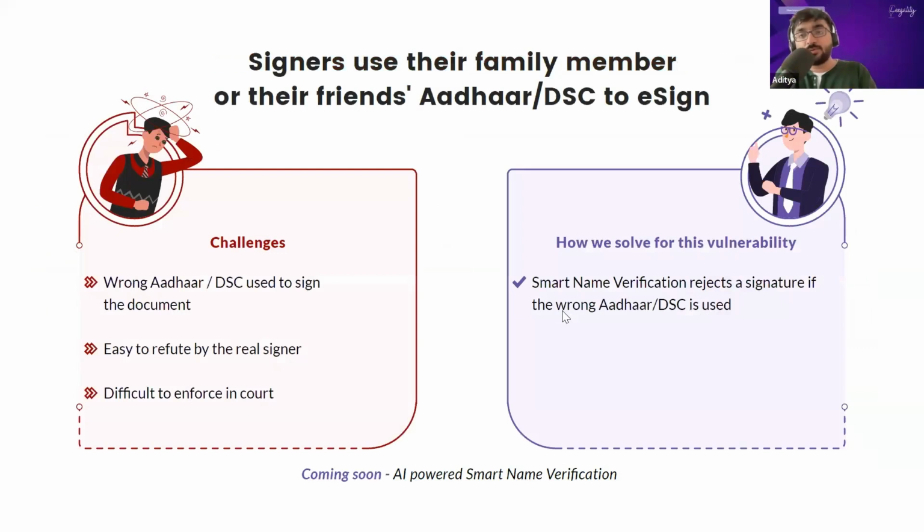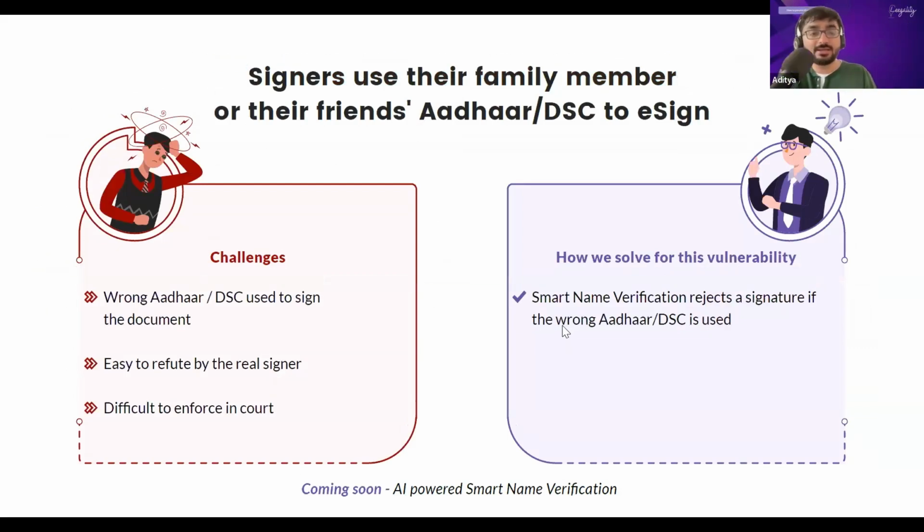With that, let's come to the first type of fraud that we'll be covering with Aadhaar eSign, where a customer uses someone else's Aadhaar or DSC token to eSign. Here, I'll hand it over to Sid, our director of product. Sid, what exactly is this problem? What are the challenges and how do we exactly solve for it?